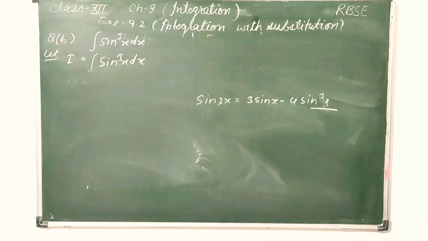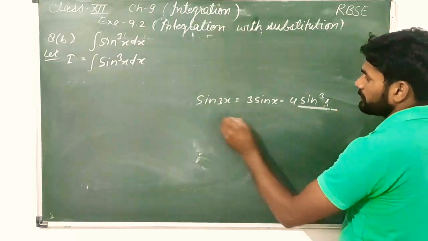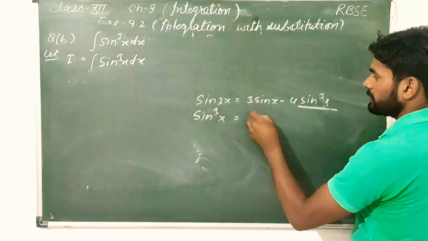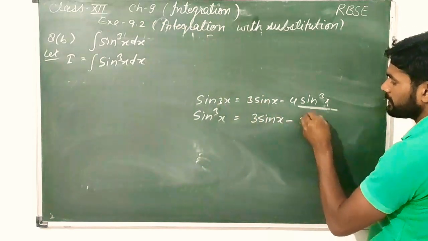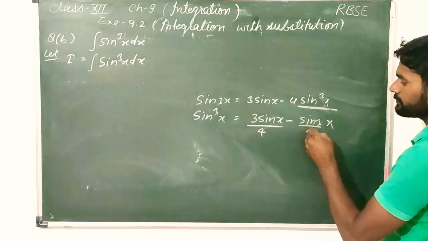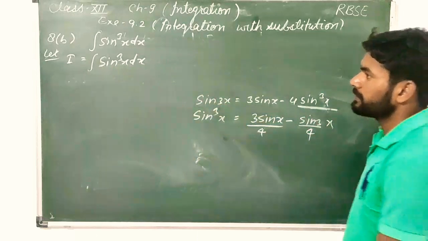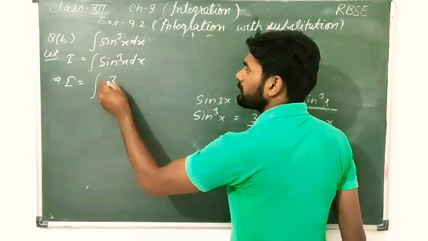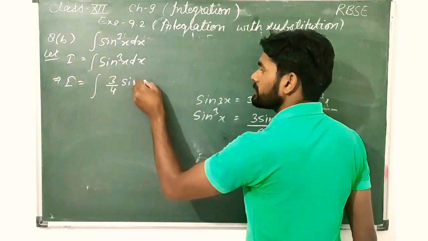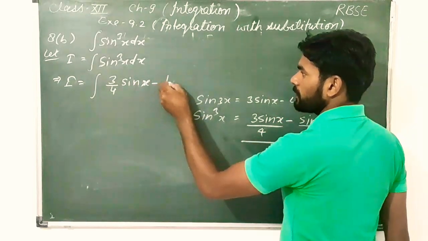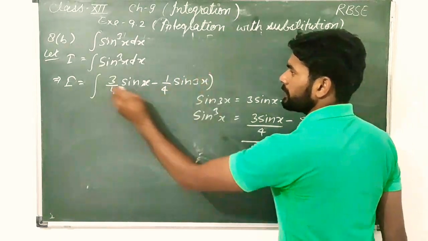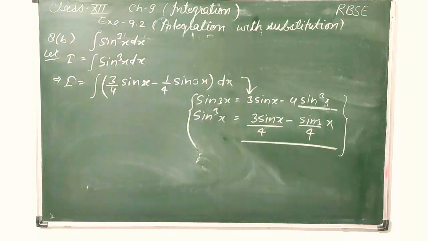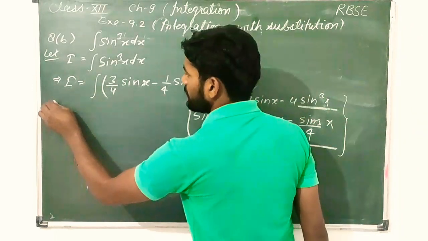Now the next is sine cube x from here is equals to, it will come here and it will go there, then 3 sin x minus sine 3x upon 4. So apply it here, then I is equals to 3 upon 4 sine x minus 1 upon 4 sine 3x into dx, and the reason behind it is this. Clear? Next step. Now integrate directly.